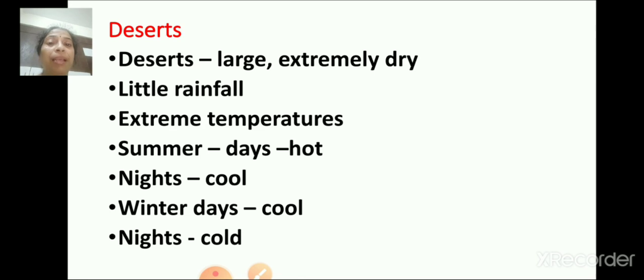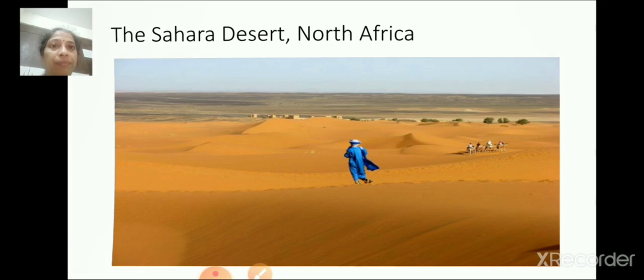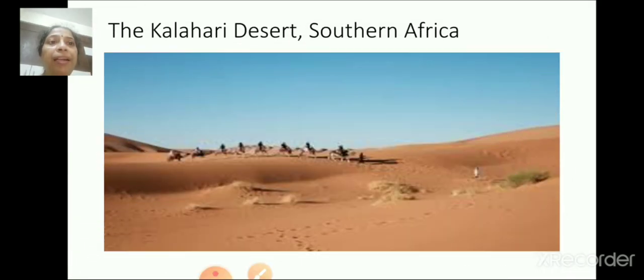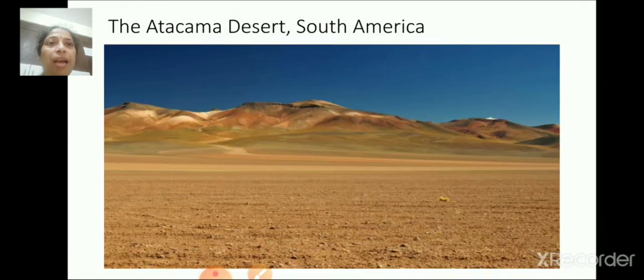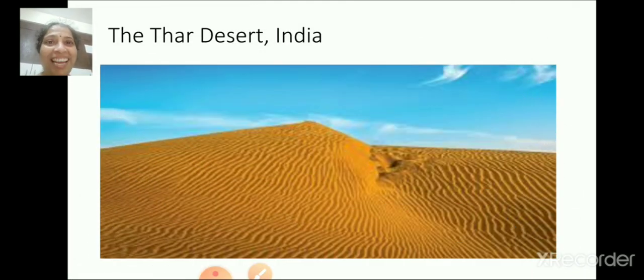Now we'll see some important deserts of the world. The Sahara Desert in North Africa is the biggest desert in the world. The Kalahari Desert in Southern Africa. The Atacama Desert in South America. And this is the Thar Desert in India.